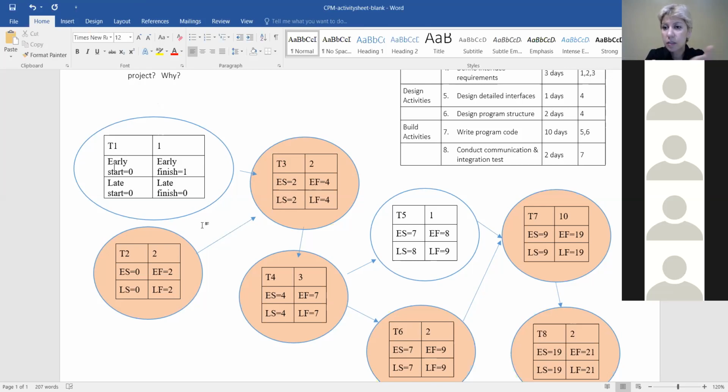This is finish to start. But you can have start to start with lag, you can have other types of dependencies, buffers, and still it could do the critical path determination for you. But can we do it paper and pencil? Maybe for a small diagram like this, but not for a real project for sure.